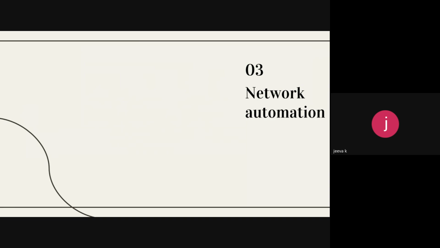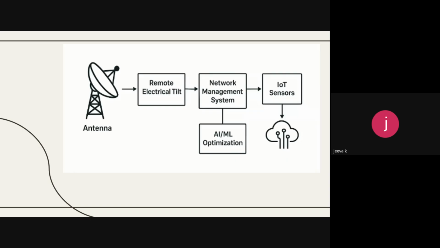Before going into AI-based networks, security and self-healing, we should know what network automation is. When we look into network automation, it comes down to how the antenna is: the antenna's capability, its transmitting capability and receiving capability. There are antennas which do both transmitting and receiving, and there are antennas which only receive.